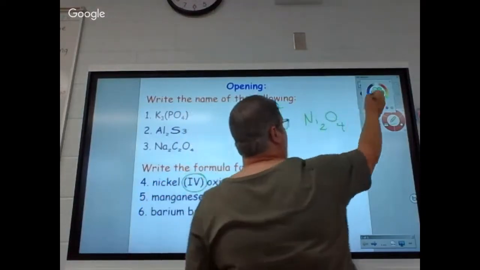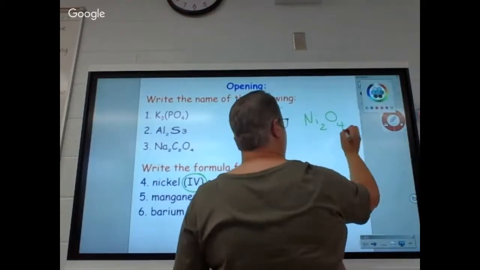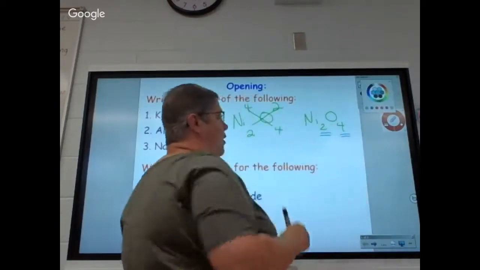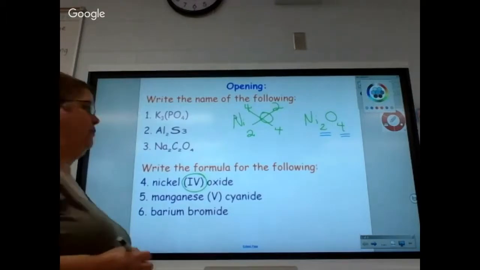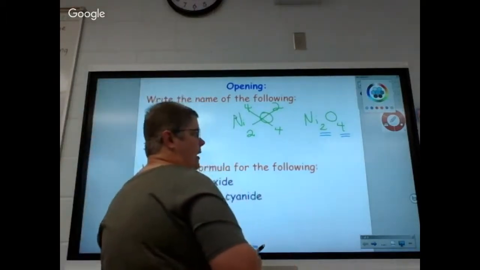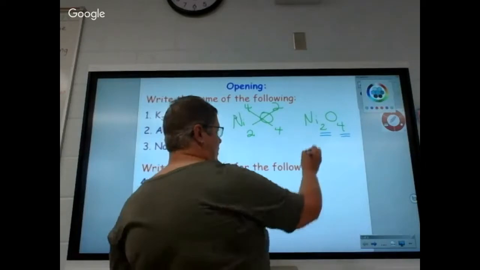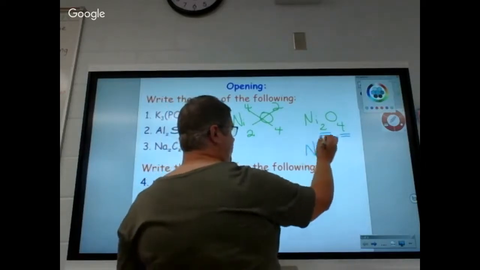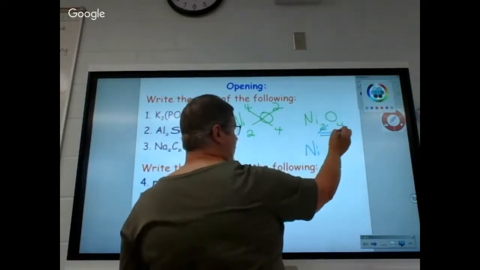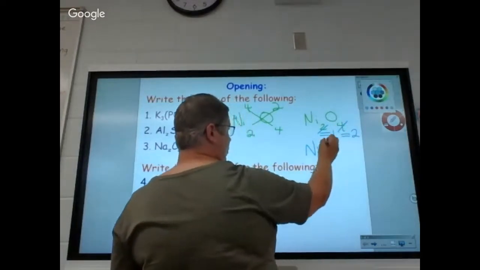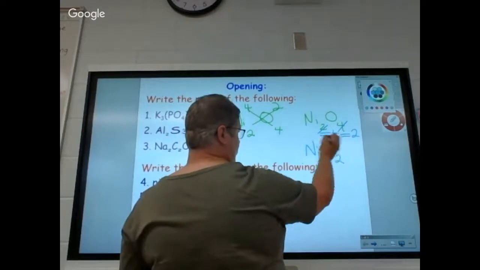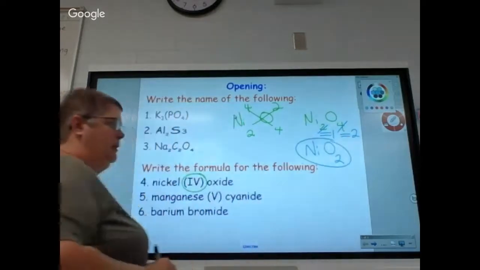Ni2O4. Now, in math class, when you have numbers that are a 2 and a 4, what could you do to a 2 and a 4? You have to do that in science class too. So if they could both be divided by 2, you have to divide them by 2. So Ni will reduce to a 1, and the 4 will reduce to a 2. So Ni with a 1, O with a 2. So your answer should be that.